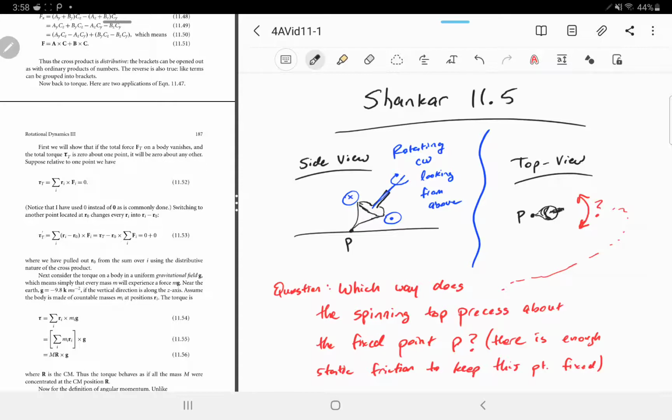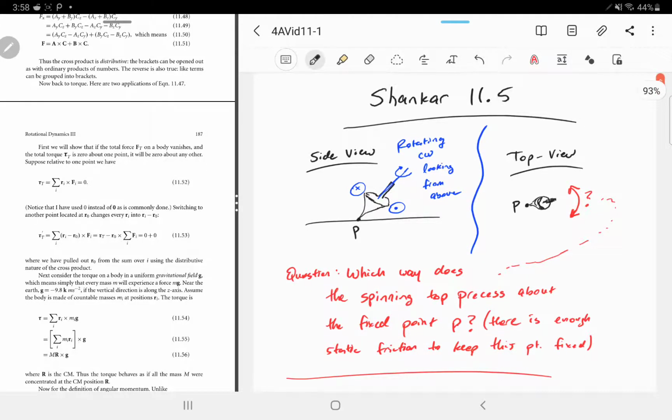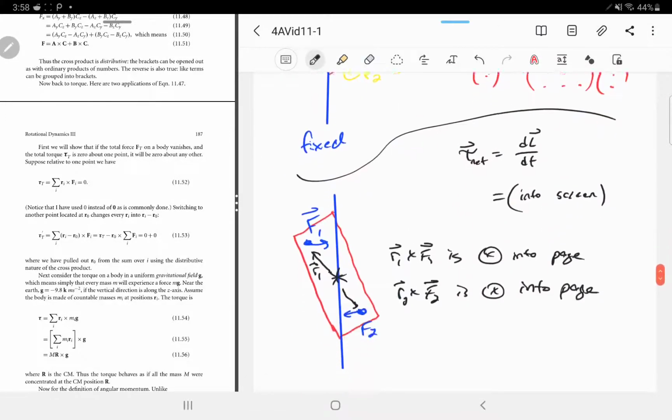So the steps of logic here to answer this are: we need to figure out the angular momentum of this top. We need to figure out the net torque on the top from the gravitational force. And the torque is going to tell us the change in the angular momentum. Okay, and that'll tell us which way it's going to be moving. Okay, so let's do that.